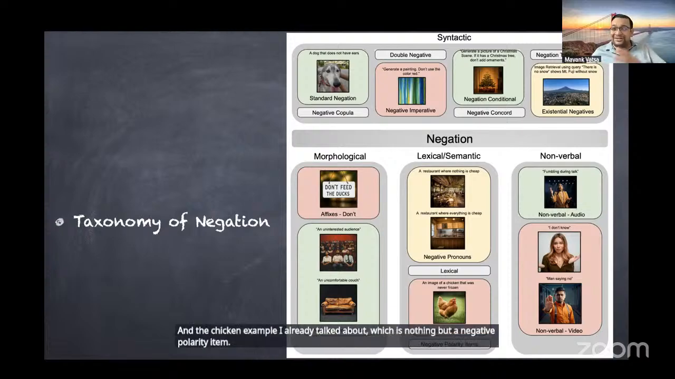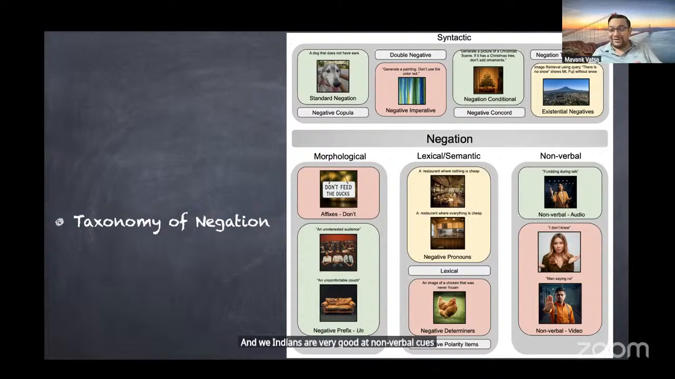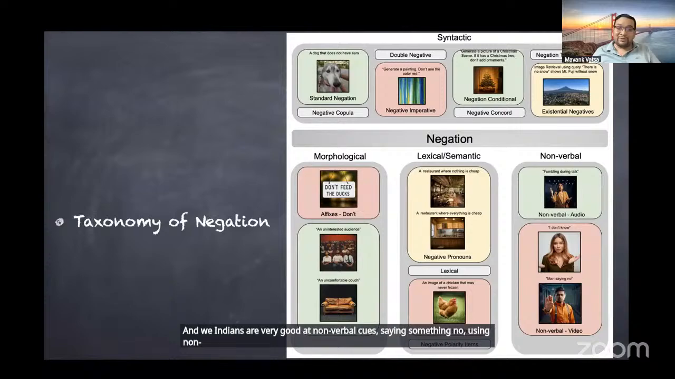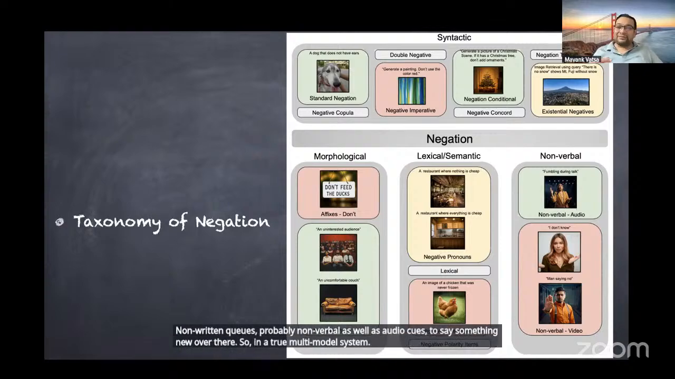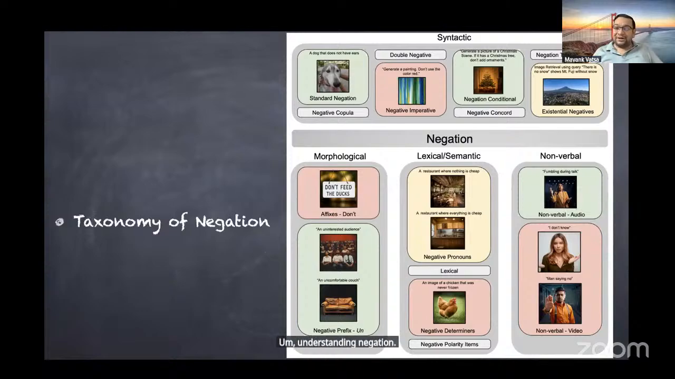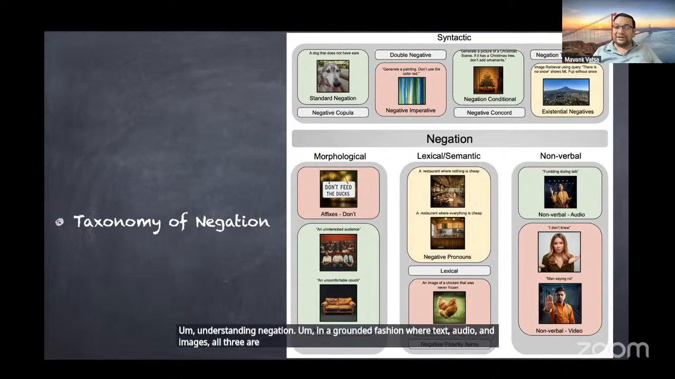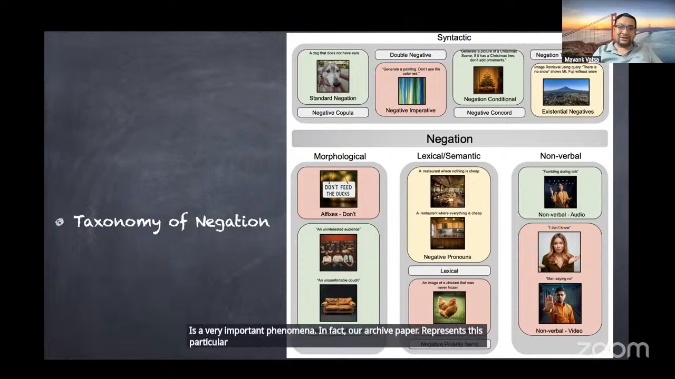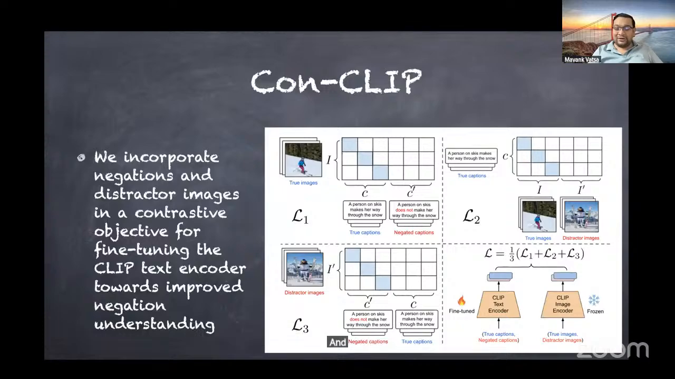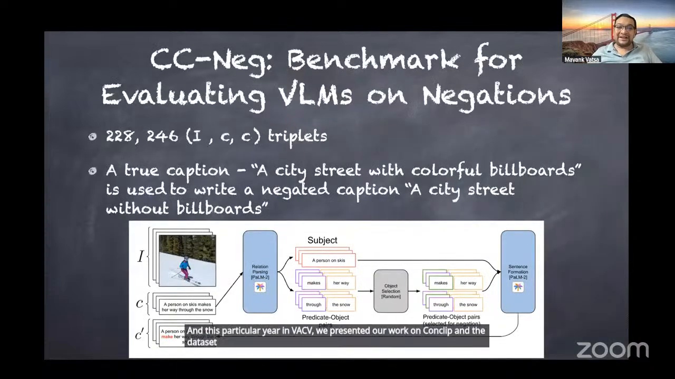We Indians are very good at non-verbal cues, saying no using non-verbal and non-written cues, as well as audio cues. So in a true multimodal system, understanding negation in a grounded fashion, where text, audio, and images are all well connected, is a very important phenomenon. In fact, our arXiv paper presents this taxonomy in much detail. And this year at WACV, we presented our work on ConCLIP and the dataset related to it, CCNeg, which is a benchmark for evaluating VLMs on negation.